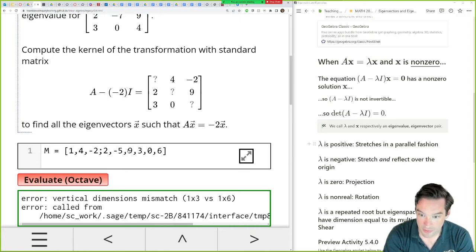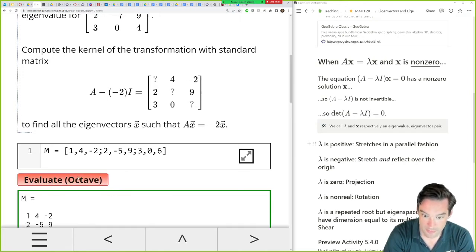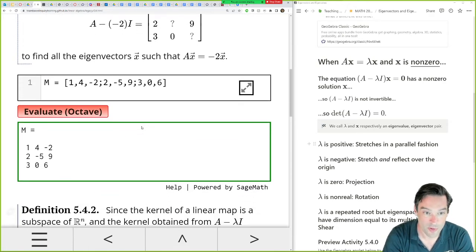And so, oops, I forgot a semicolon. That's that thing that keeps programmers up at night.